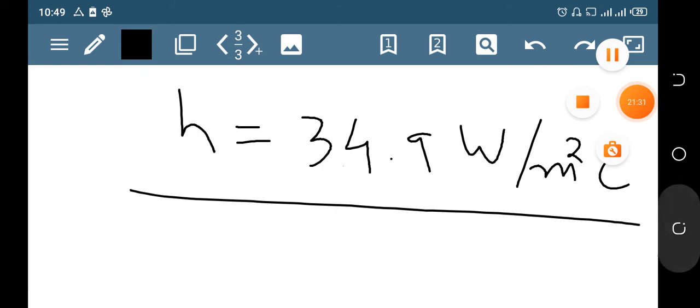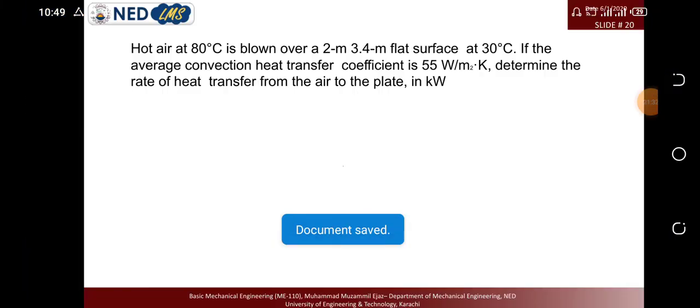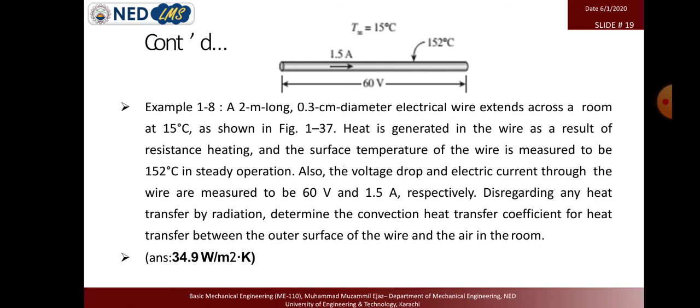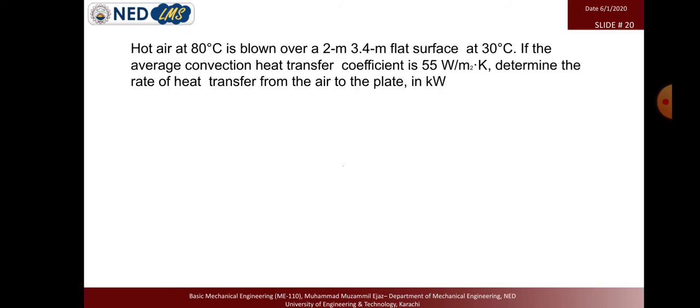We have some time, so we can also solve one more numerical, a very short numerical. I hope this numerical will be clear for you people. It's a very simple numerical. We just find out the heat transfer coefficient.